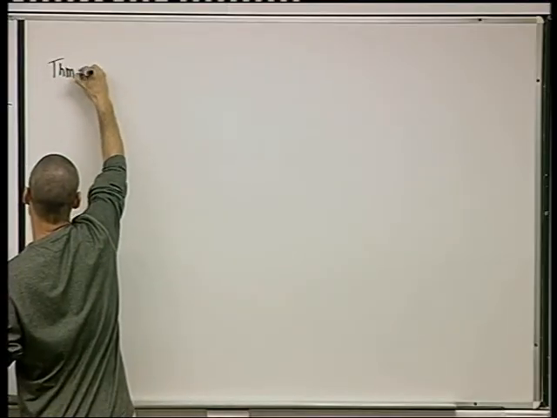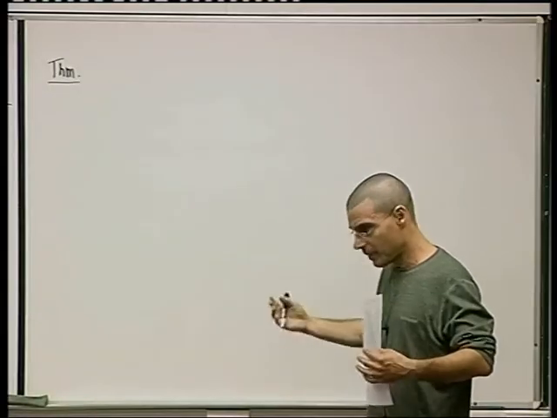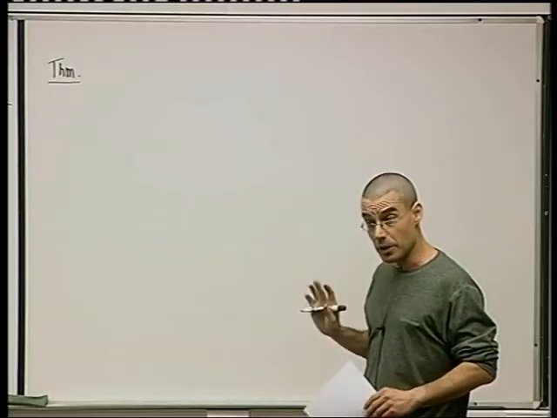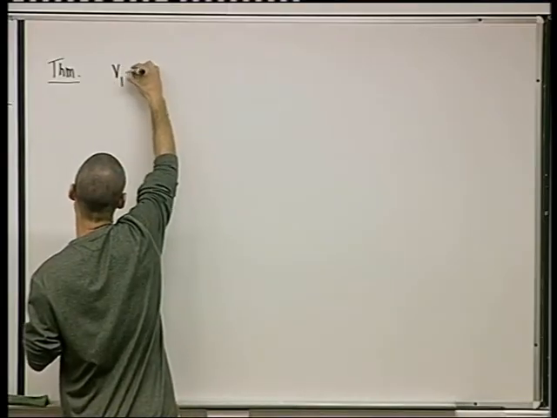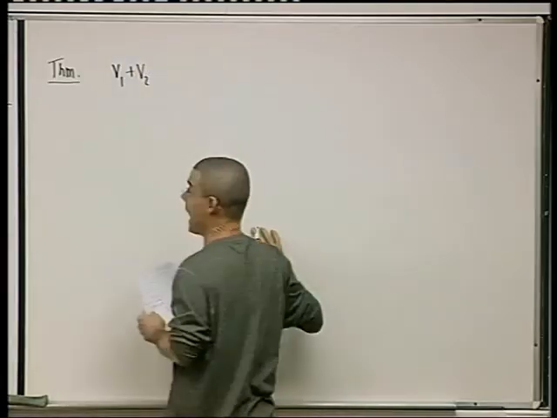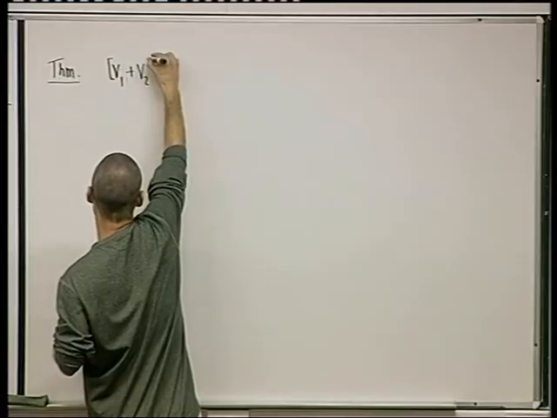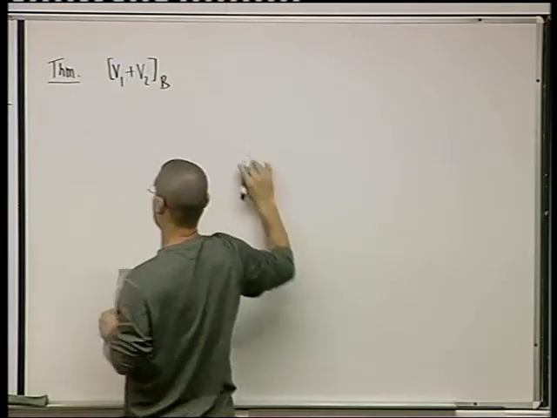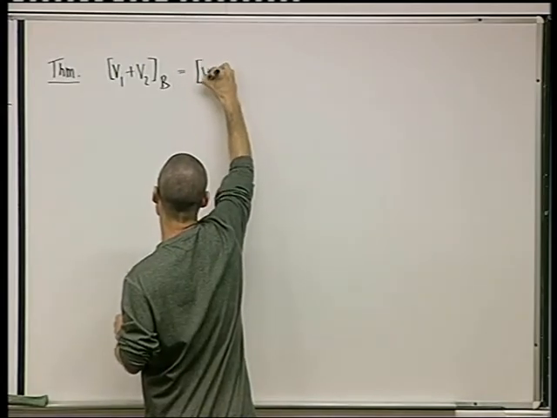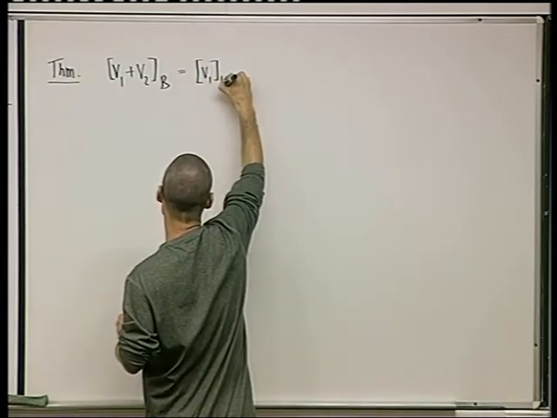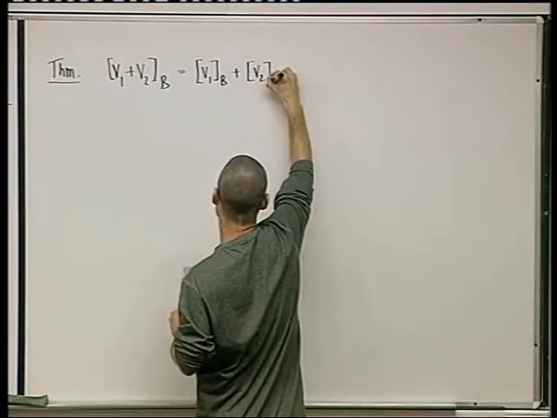Theorem, but calling it a theorem is paying a lot of respect to something very basic. If you take two vectors, v1 and v2, add them, and then look at the coordinate vector with respect to some basis b, that's going to be the same as taking the coordinate vector of v1 with respect to b plus the coordinate vector of v2 with respect to b.